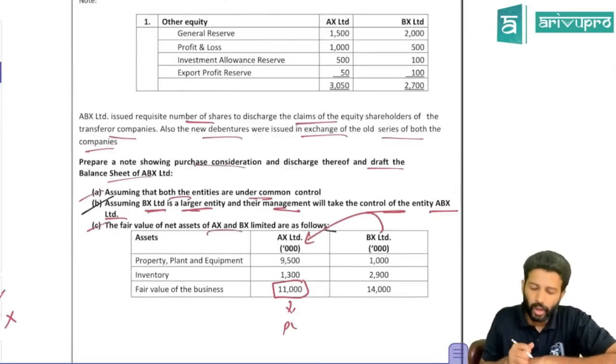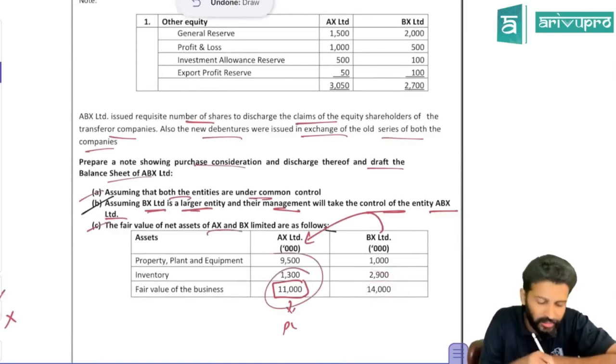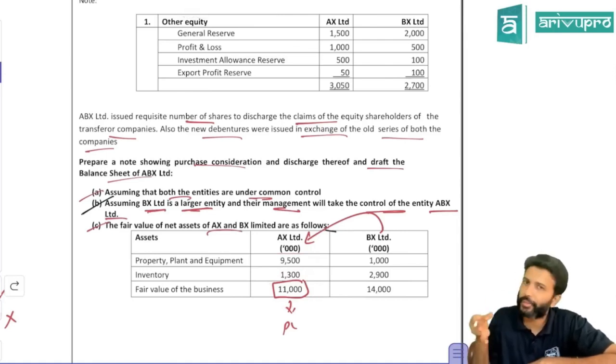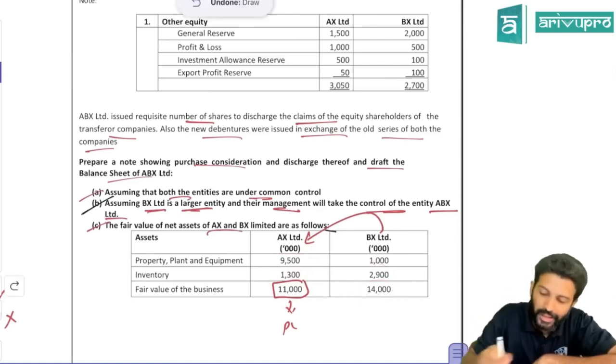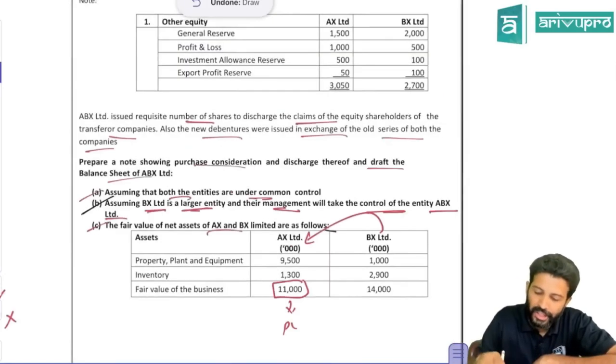BX. Okay. So now, do you know the fair value of business of BX Limited? Yes. So BX has to give totally 11,000. They will give this 11,000 in the form of shares. So how many shares, for accounting, we're trying to find out now? What is the fair value of business of BX Limited? 14,000 given. Right?